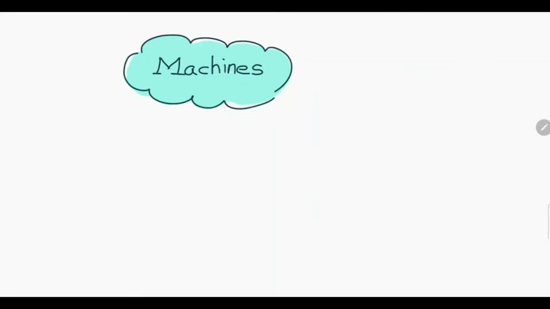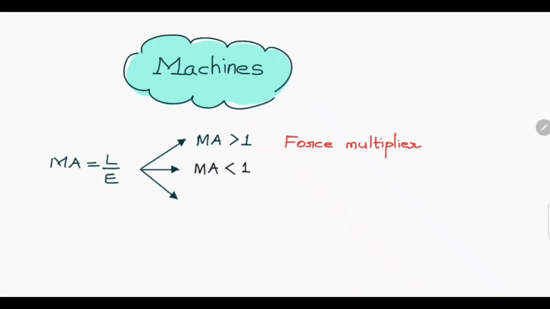Next topic of revision is simple machines. First, I will write all the formulas, then I'll explain you the numericals. Mechanical advantage of a machine is equal to load upon effort. If MA is greater than 1, then we call that machine a force multiplier.